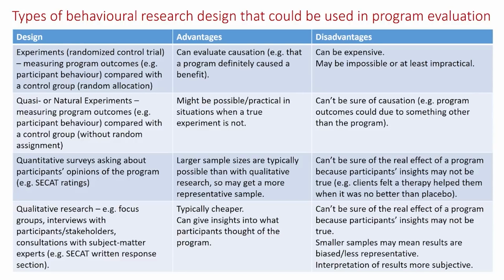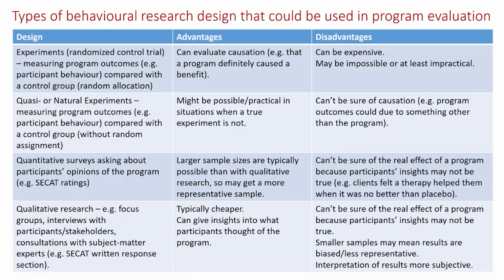The third type of design is quantitative surveys, asking about people's opinions of the program. By quantitative, I mean something that's going to give us a score, a number at the end. A classic example of that would be CCAT ratings, where you rate your courses on 1 to 5 scales. The advantage of this is that you usually get pretty big sample sizes because we can collect this data in a fairly automated way. Larger sample sizes means we may also get a more representative sample.